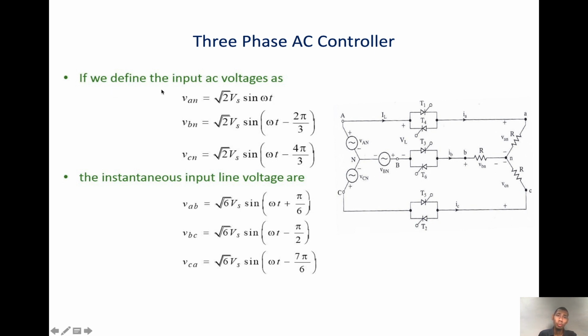We define the input AC voltages VAN, VBN, VCN, where VAN is equal to Vs sin omega t, while VBN is 120 degrees lagging and VCN is 120 degrees lagging VBN. The instantaneous input line voltage VAB is square root of 6 Vs sin(omega t + pi/6), VBC is square root of 6 Vs sin(omega t - pi/2), and VCA is square root of 6 Vs sin(omega t + 5pi/6).